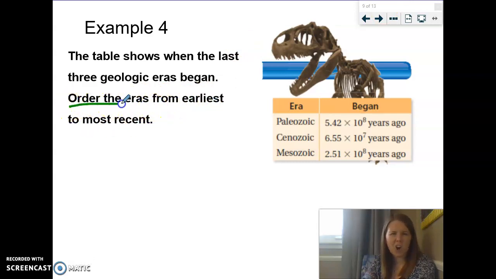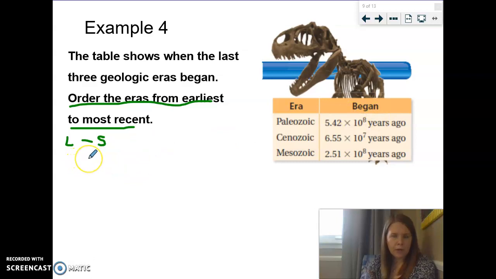So I know it says earliest to most recent, so in theory you kind of think like I want the smallest to the biggest, but I actually want the largest to the smallest number, because the smallest means that it happened sooner, and the largest means it happened earlier or the earliest. So I would actually write these out in standard form.